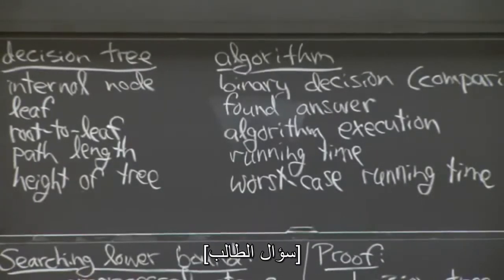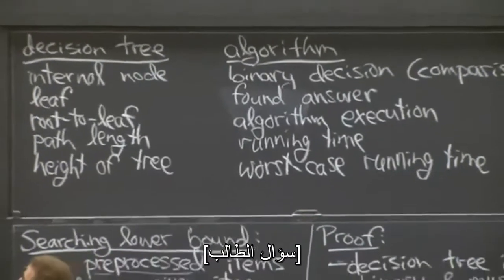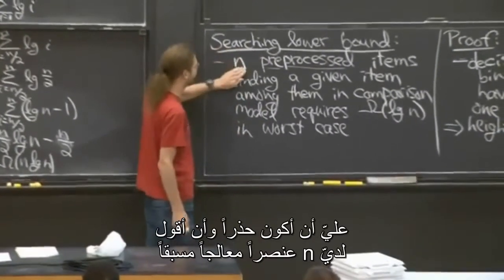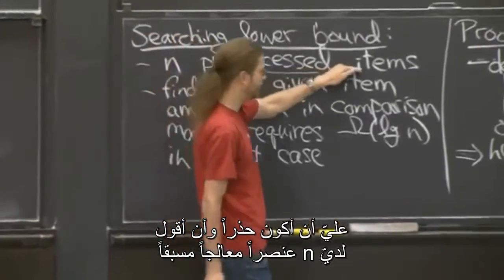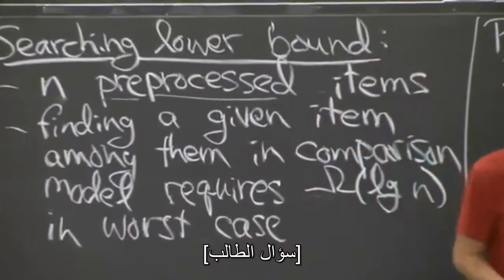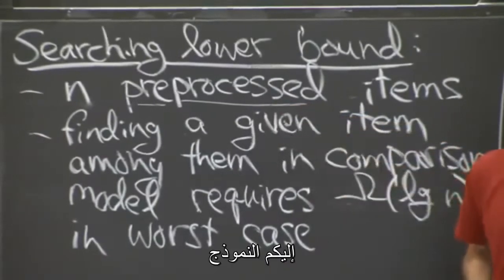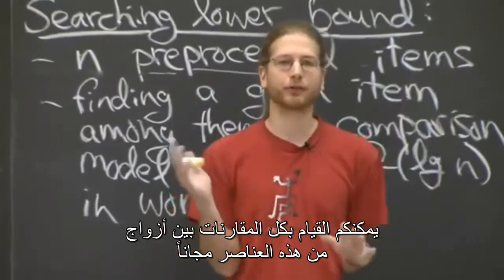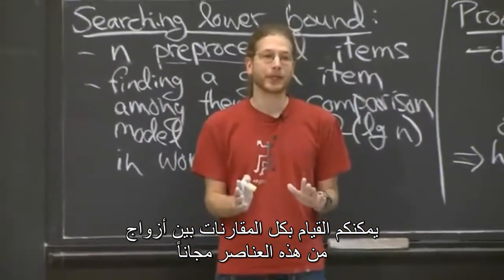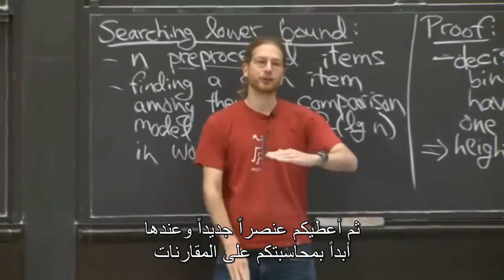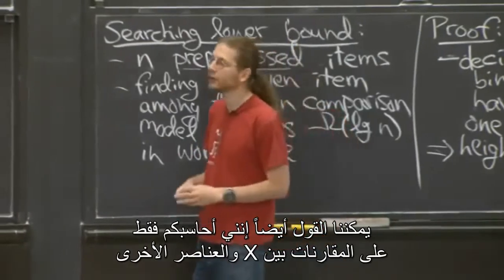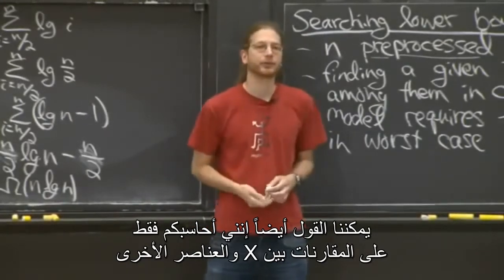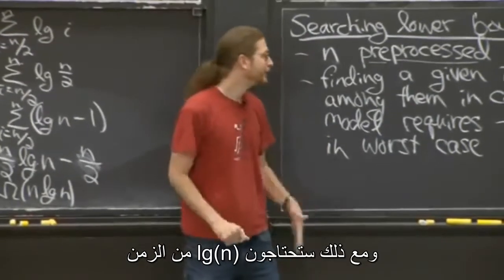What do you mean by n preprocessed items? Yeah. For searching, I was trying to be careful and say if I have n preprocessed items, it means you can do whatever the heck you want. So here's the model. I give you n items. You can do all pairwise comparisons between those items for free. And then I give you a new item, and then I start charging for comparisons. So another way to say it is I only charge for comparisons between x and the other items. And even then, you need log n.